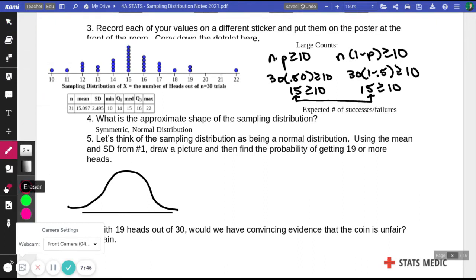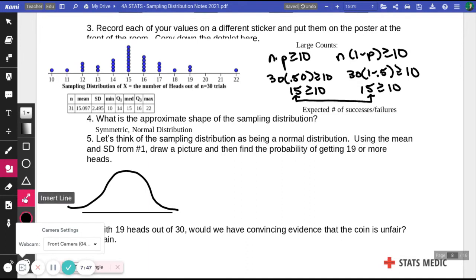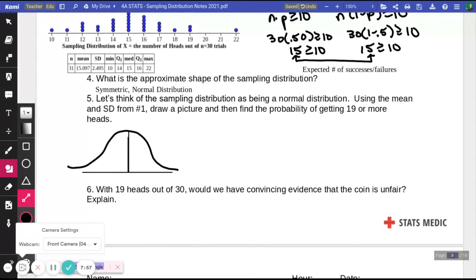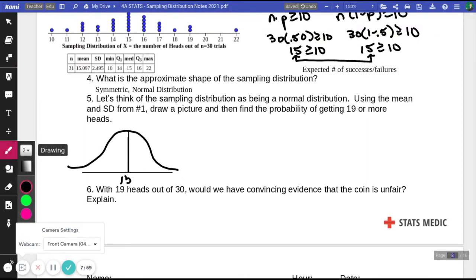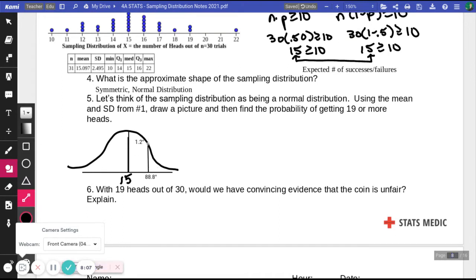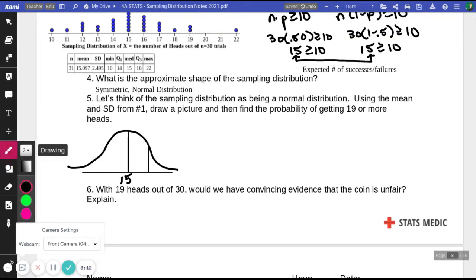And then we're going to insert a vertical line there once I figure out how. Insert a vertical line there right in the middle. That'll be our mean. I want to make sure it goes all the way up there. So that'll be our mean of 15. And we'll just jot that in. And then we want another vertical line where 19 is. So 19 is probably to the right somewhere. Let's make sure it's vertical. There we go. And we're going to shade that in because that's what we're curious about. We're curious about this side over here. We want that 19 or more.